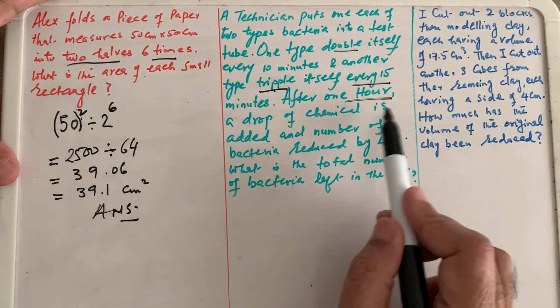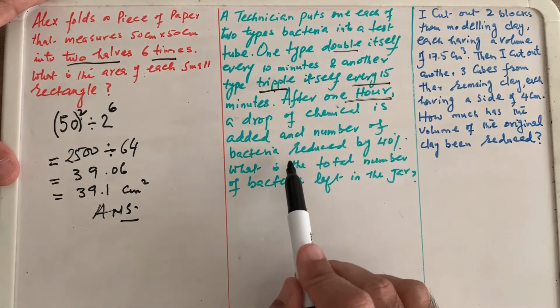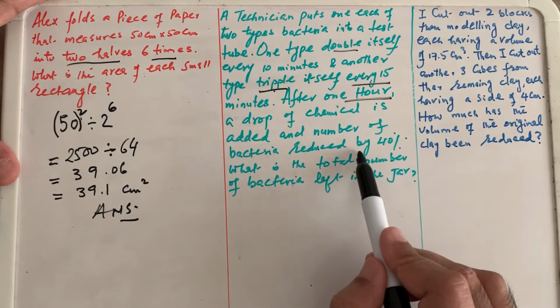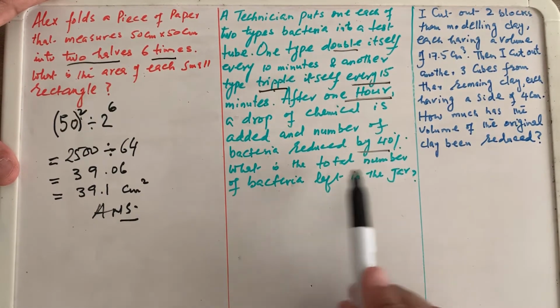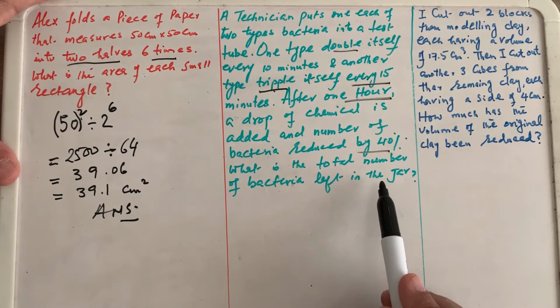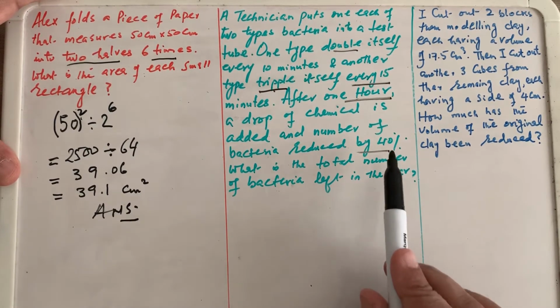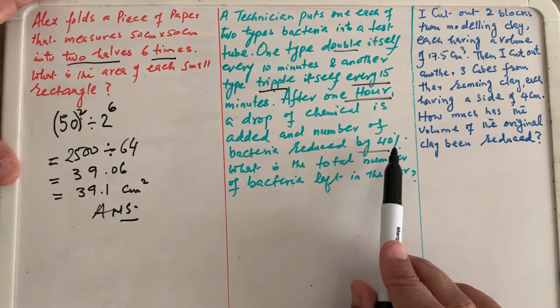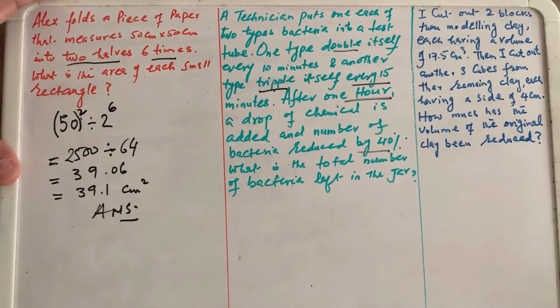a drop of chemical is added and the number of bacteria is reduced by 40%. What is the total number of bacteria left in the jar, right? Reduced by 40%. So 40% is gone. What is left is 60% in the jar. That is also good to understand.